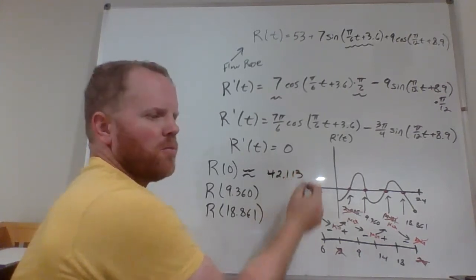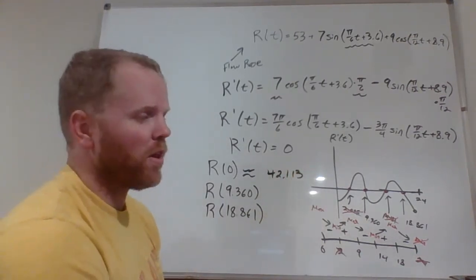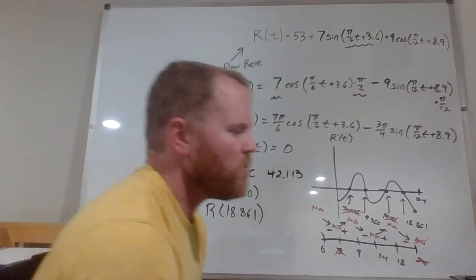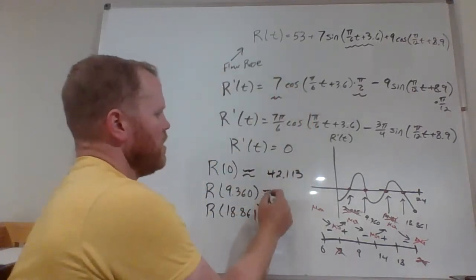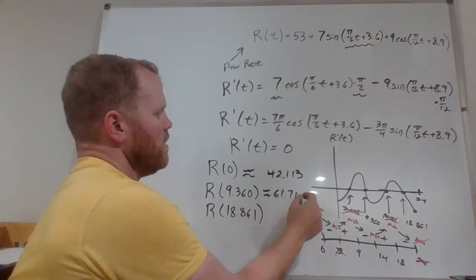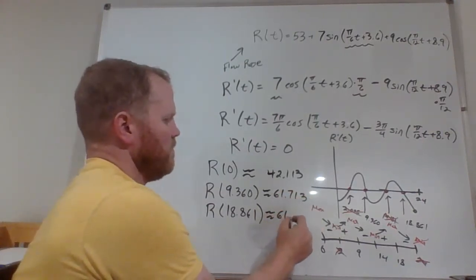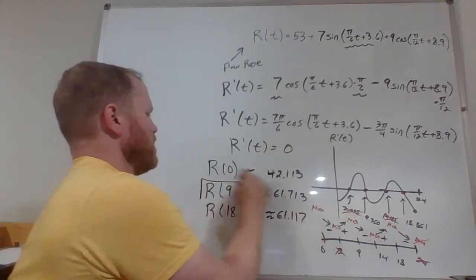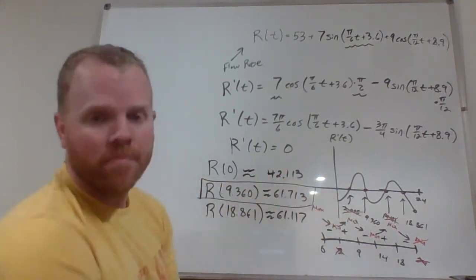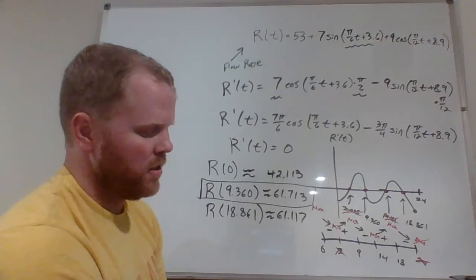You got to trust me on this one, or you can compute them yourself, I guess, if you really, really want. The next one's going to give you 61.713. And the next one's going to get you 61.117, which makes this the winner. So there's your max.